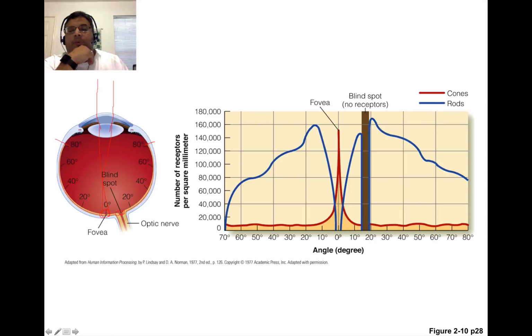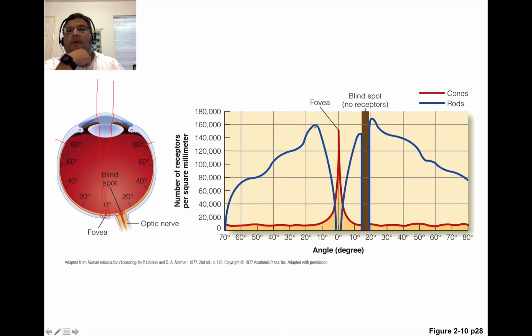Notice at the 0 point, at 0 degrees, where the fovea is, we have the highest concentration of cones, which are indicated here by the red, right? And then as we move away from the fovea, we start seeing a lower concentration of cones. So the concentration of cones goes down as we move away from the fovea, but look what goes up: the concentration of rods. And the rods sort of peter off here as we get closer to the edges, right?